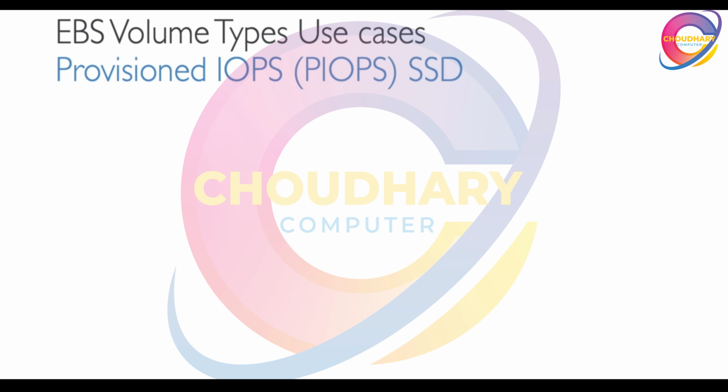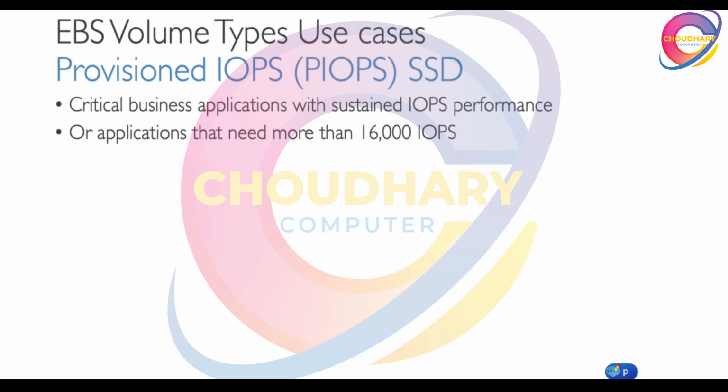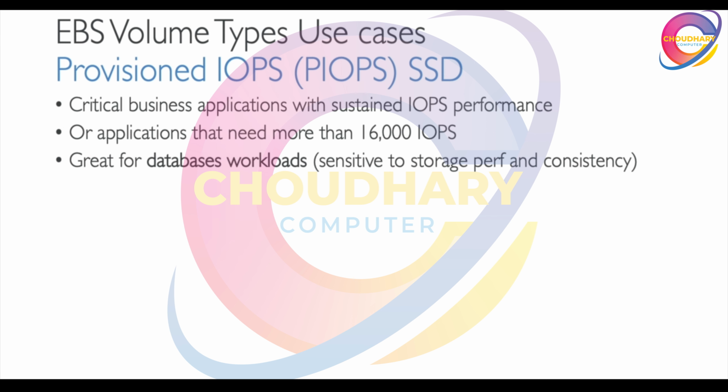Now the other types of volume that will come up in the exam is provision IOPS, and this is going to be a very good use case when you have a critical business application that needs sustained IOPS performance, or applications that need more than 16,000 IOPS. So in general, you will have a use case where you have a database workload, for example, something that really uses the storage, and it is very sensitive to storage performance and consistency. In that case, switching from a GP2 or GP3 volume to IO1 or IO2 volume is going to be the answer.